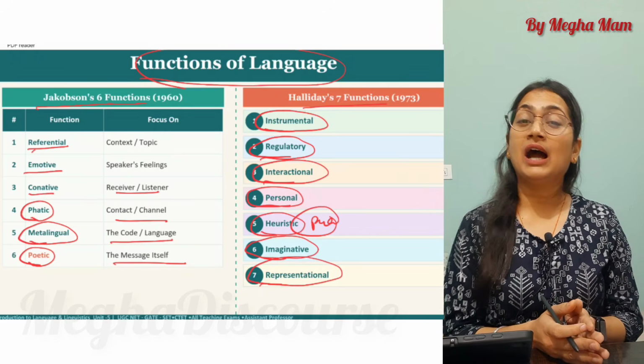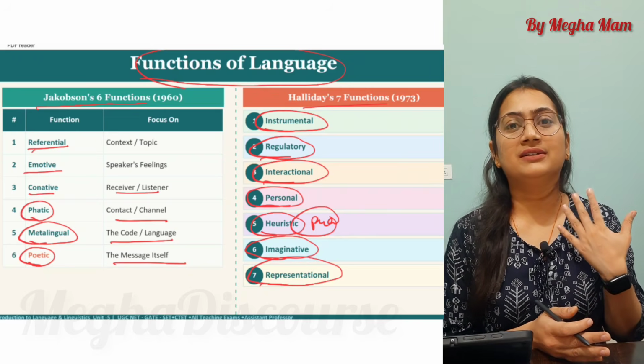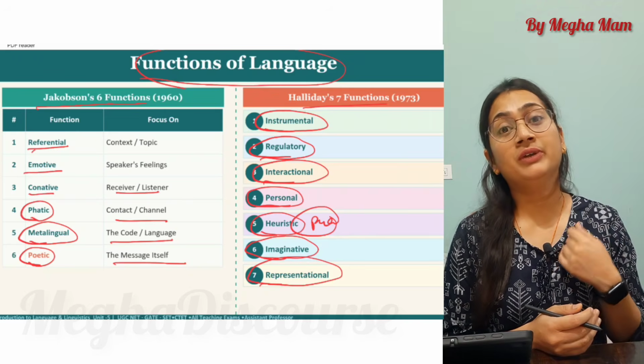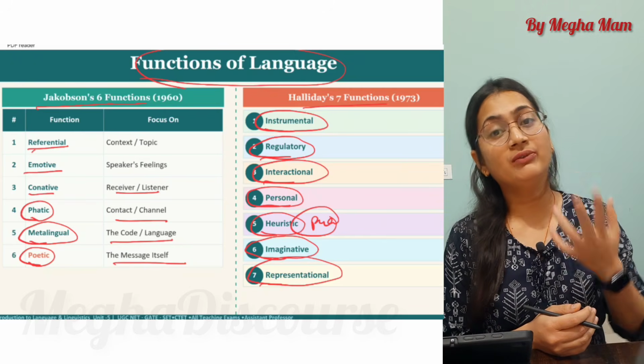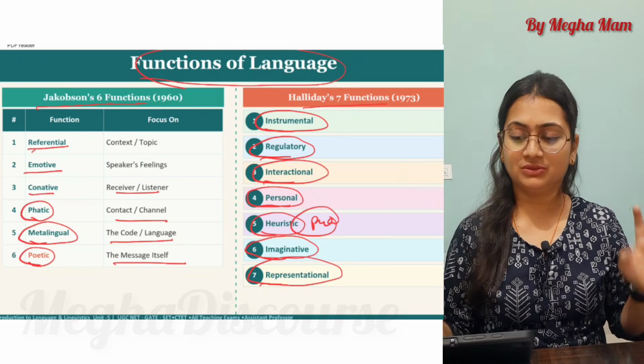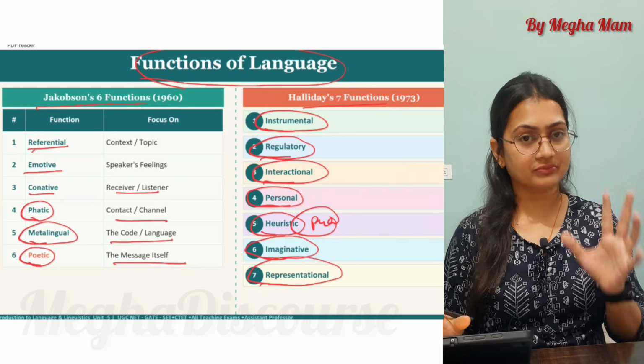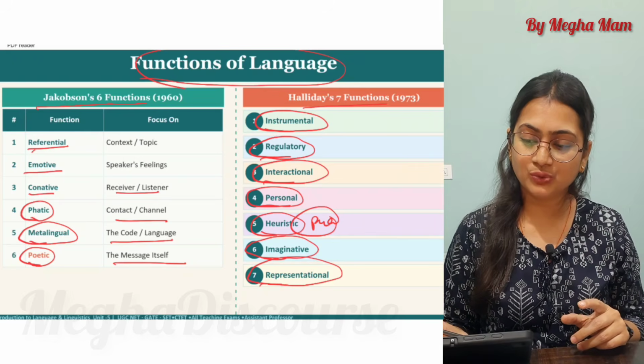So are you using oratorship or writing mode? If it is writing mode, then what type of language are you using? That is a representation. So these two are powerful, important functions of language. Now let's switch to the next one.